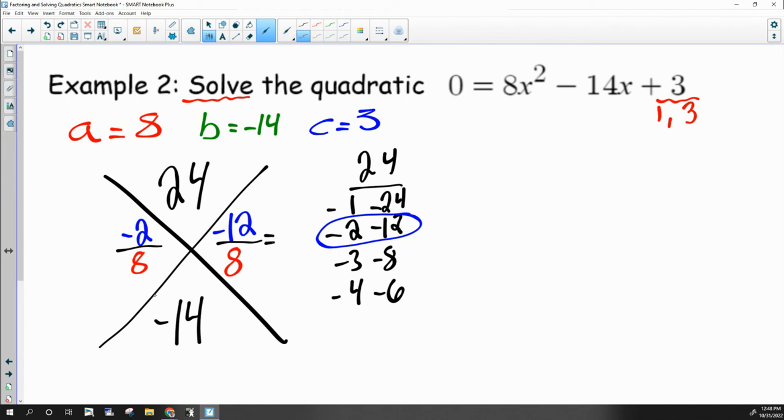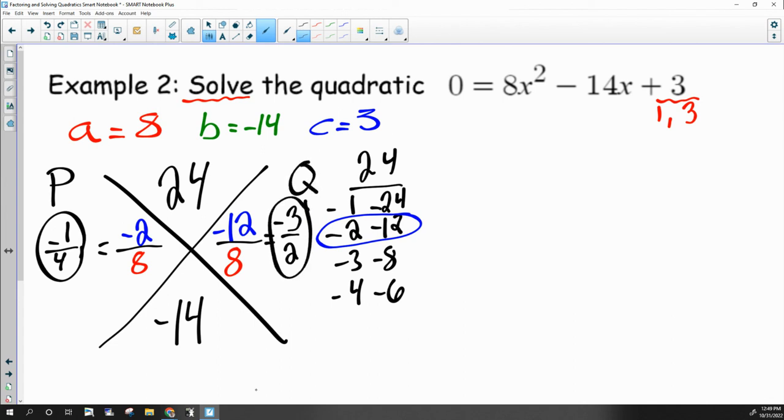It's time to think back hard to last week. How do we simplify these in our calculator? Because we must simplify our fractions. Math, enter, enter. So go ahead and type in -2 divided by 8. Math, enter, enter. Then do -12 divided by 8. Math, enter, enter. -1/4 and -3/2, yeah?